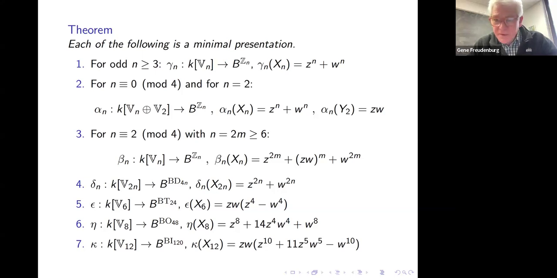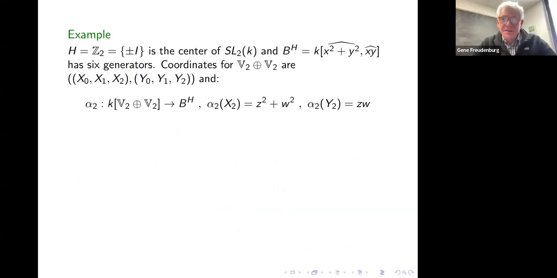So, yeah, I think the best way to talk about these now is by means of examples. So I'm going to present 4 examples. So let's start with just Z_2, the simplest case, which is the center. We're using the center of SL2, right?